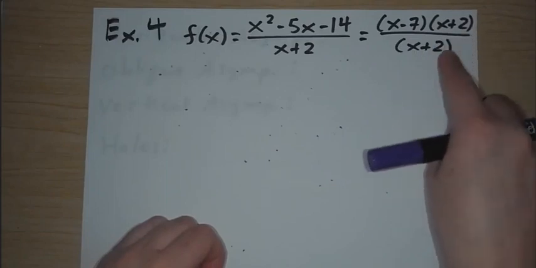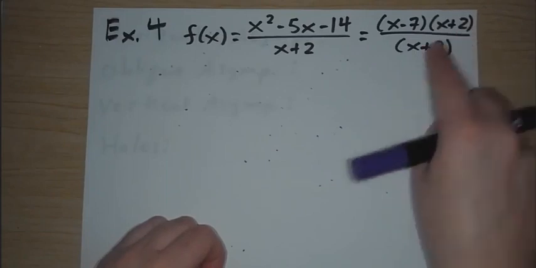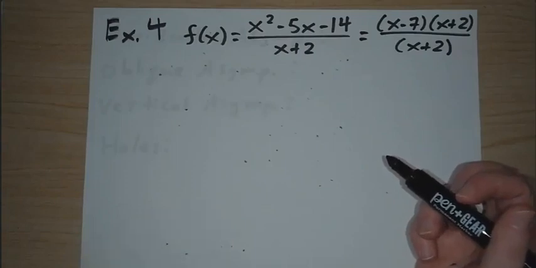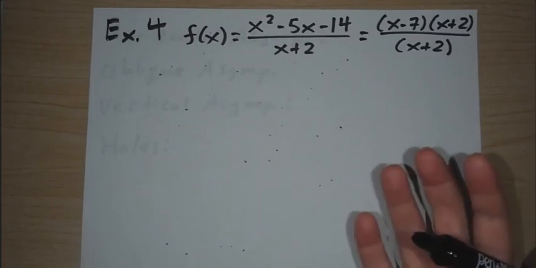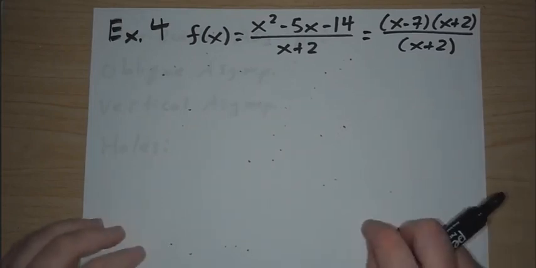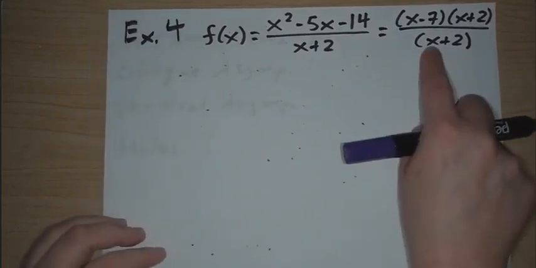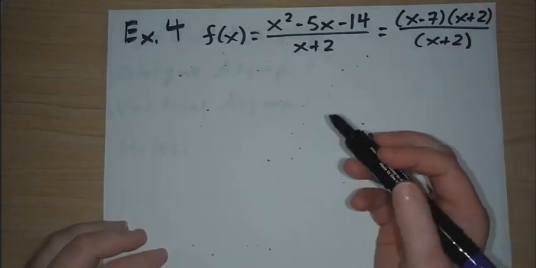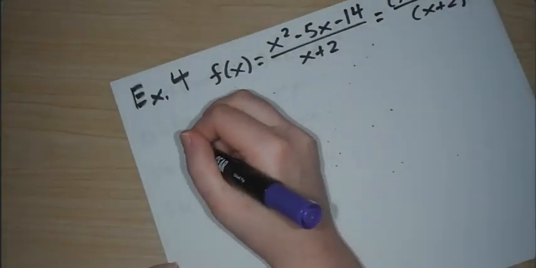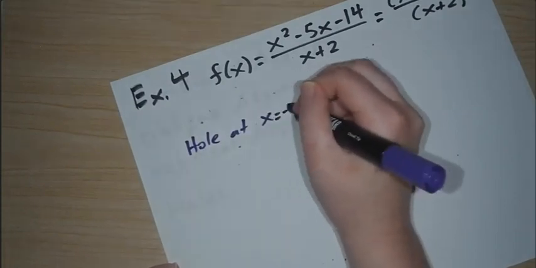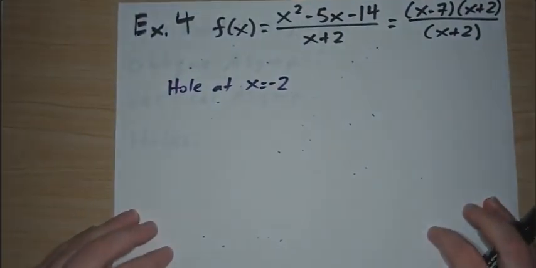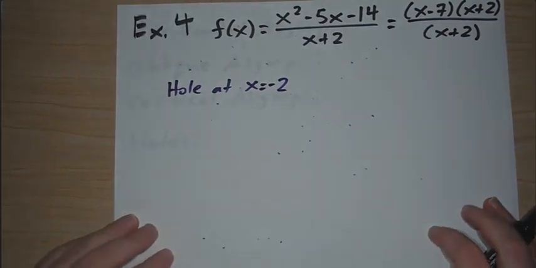So we know that x plus 2 and x plus 2 will cancel. And because of that, we know that x plus 2 essentially leads to a hole. In other words, at x equals negative 2, there's a hole. So if there is a hole at x equals negative 2, we actually need to write the hole as a point.